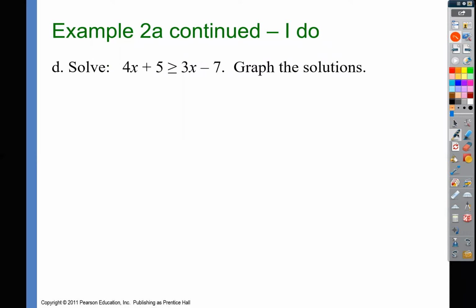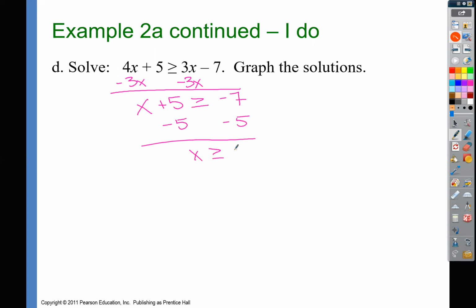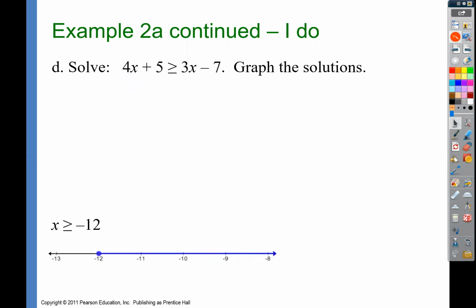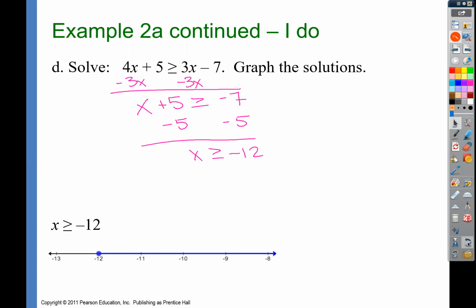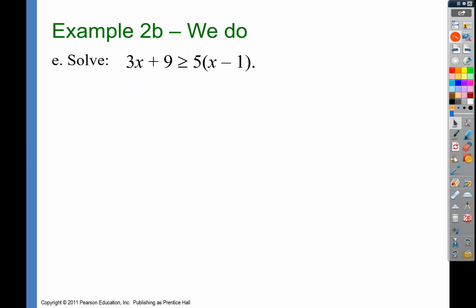All right, 2a continued, part D. So solve 4x plus 5 is greater than or equal to 3x minus 7, and then graph. Okay, so I am going to combine like terms just like I would with an equation. So I've got 4x minus 3x is just 1x plus 5 is greater than or equal to -7. I'm going to subtract 5 from both sides, and I'm going to get x is greater than or equal to -12. And then you graph, and so it looks like that. You put a closed circle at -12 and graph to the right.